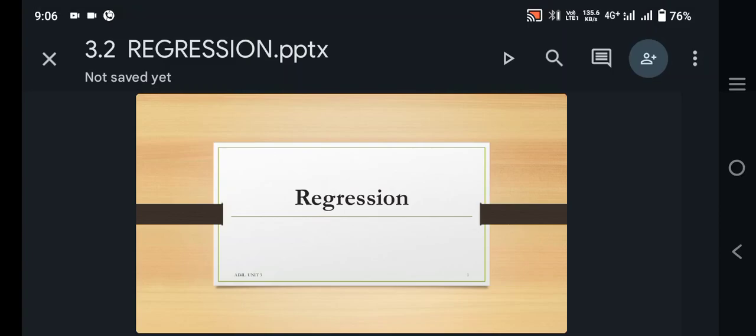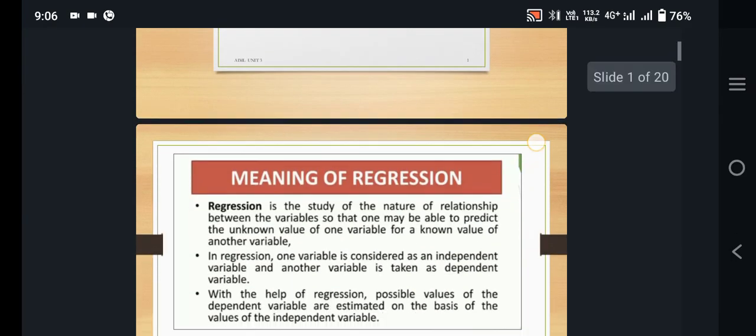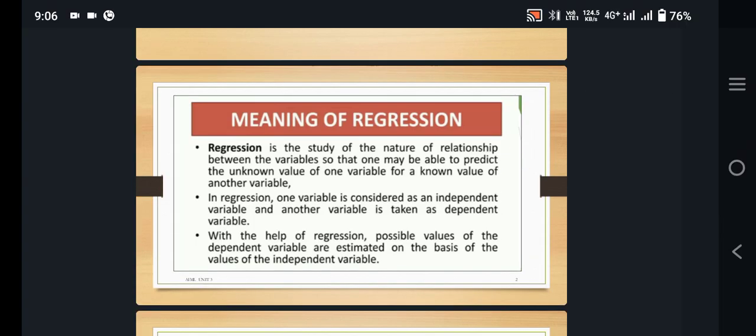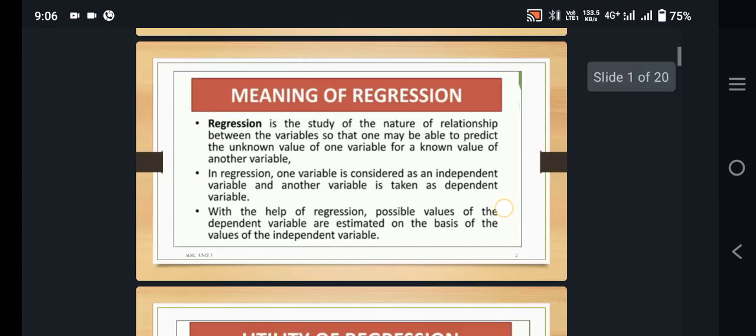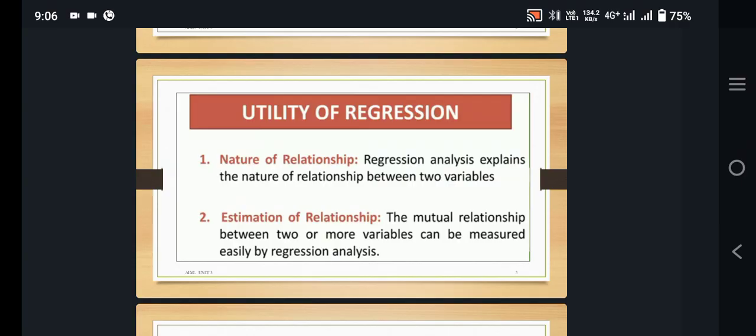In artificial intelligence and machine learning, in third unit, the second topic is regression. What is meant by regression? Regression is the study of the nature of relationship between the variables so that one may be able to predict the unknown value of one variable for a known value of another variable. In regression, one variable is considered as an independent variable, another variable is taken as dependent variable. With the help of regression, possible values of the dependent variable are estimated on the basis of the values of the independent variable.